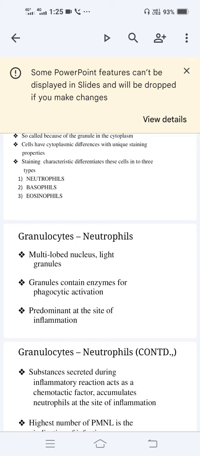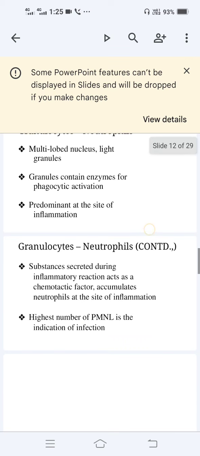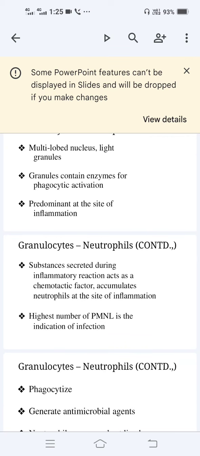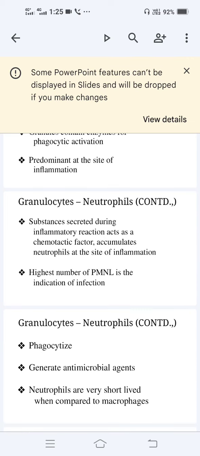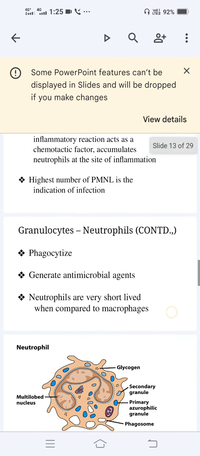Granulated neutrophils are multi-lobed with light granules. Granules contain enzymes of phagocytic activation, predominant at the site of inflammation. Some substances secreted during inflammatory reactions act as chemotactic factors that accumulate neutrophils at the site of inflammation. A high number of polymorphonuclear leukocytes is an indication of infection. So when there is a higher number of neutrophils, it shows infection.